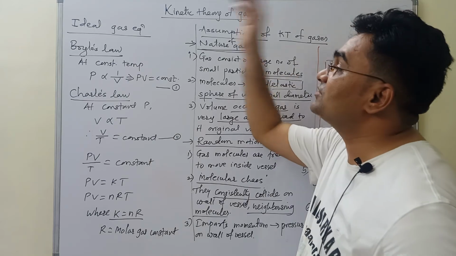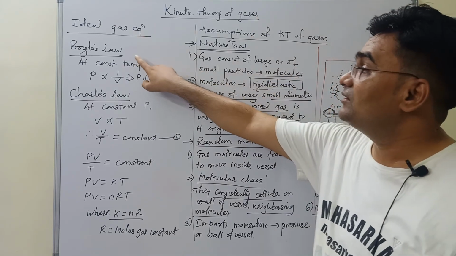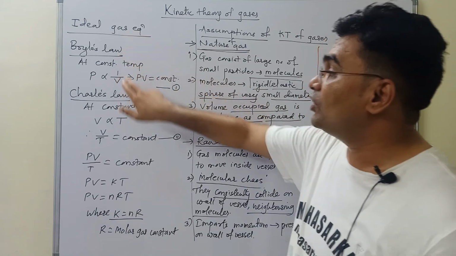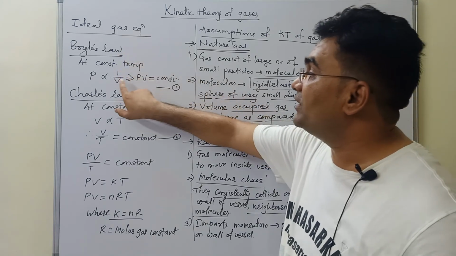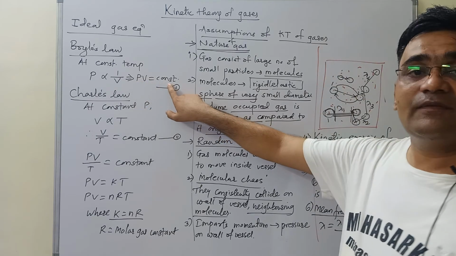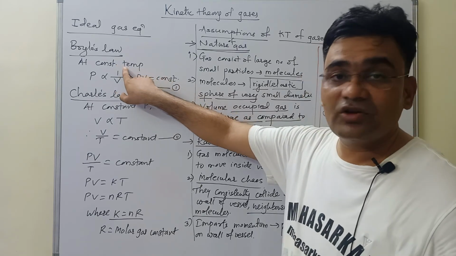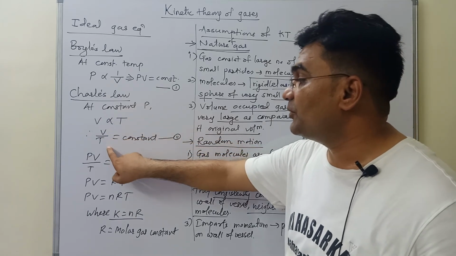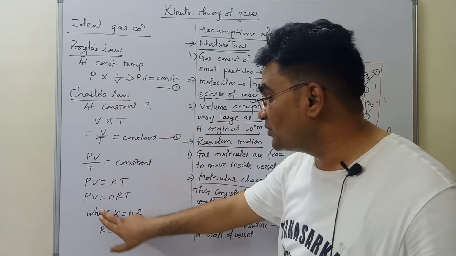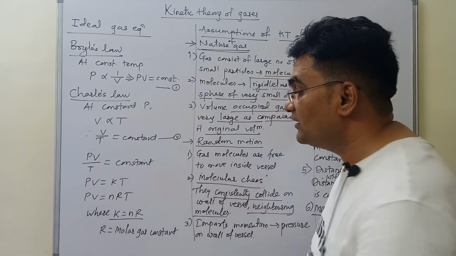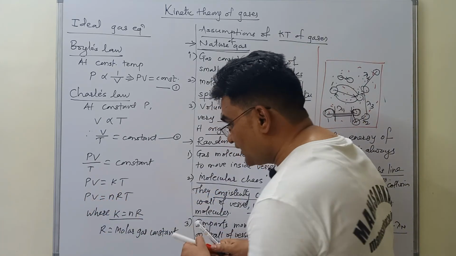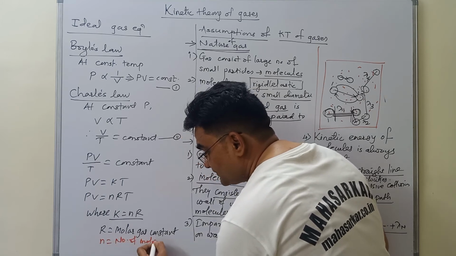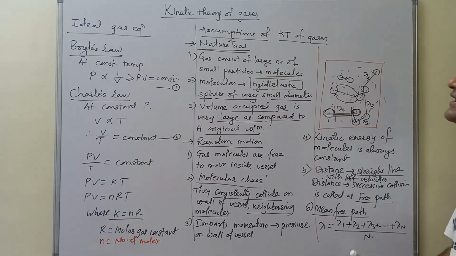First is the ideal gas equation. According to ideal gas equation, we actually formed the ideal gas equation from Boyle's law and Charles' law. According to Boyle's, product of pressure and volume is always constant if the temperature is not changing. If pressure is constant, then volume and temperature are in direct proportion. So combining both, you will get the equation PV equal to nRT. Here, R is molar gas constant and n is number of moles of gas. n is what? Number of moles of the gas.